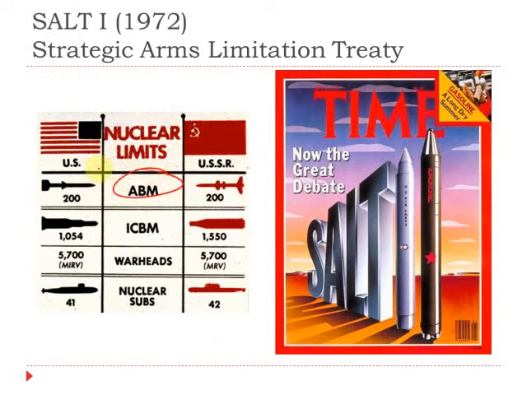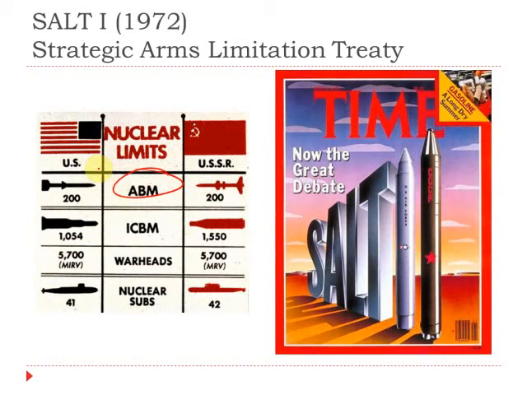You have to write all this down. But ABM is anti-ballistic missile, if you guys ever see that term. An ICBM, does anyone know what ICBM stands for? Intercontinental ballistic missile. An intercontinental missile is a missile that can go where? Pretty much anywhere, right? It can go across continents. And so it was a really large missile that can go across the world. And so ABMs, ICBMs, warheads we were going to reduce. And then, of course, nuclear submarines.